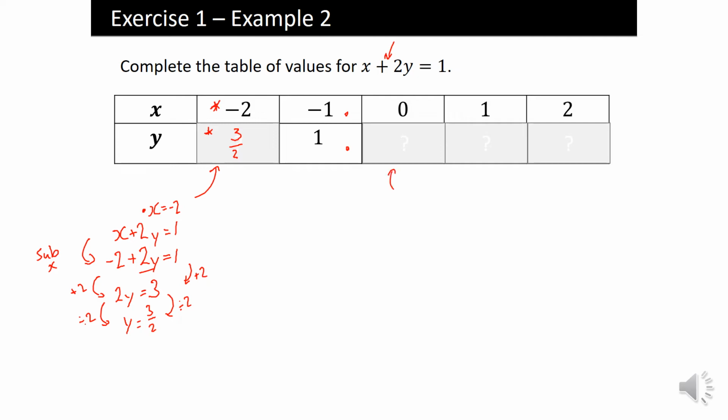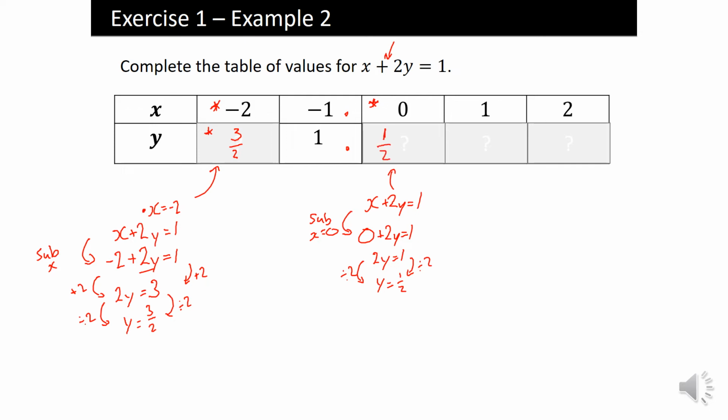Right, so let's have a go at this one. We've got x equals 0 now, so we're going to be substituting in 0. We've got x plus 2y equals 1 still. That's our equation of the line. We know that x equals 0, so sub x equals 0. So 0 plus 2y equals 1. It tells us 2y equals 1. So I'm dividing by 2. That just tells us y equals 1/2.